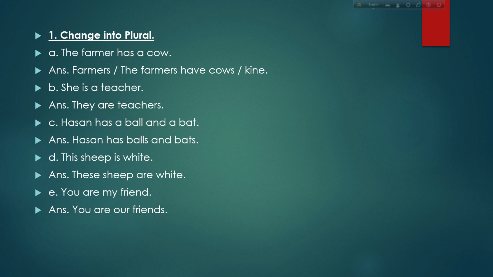She is a doctor. She is a teacher. They are teachers. Hassan has a ball and a bat. Hassan has balls and bats. This sheep is white. These sheep are white, because sheep is singular and also in plural sheep. You are my friend. You are our friends.